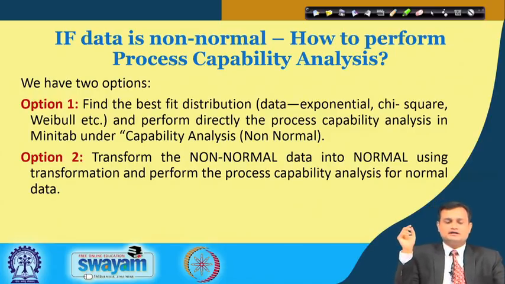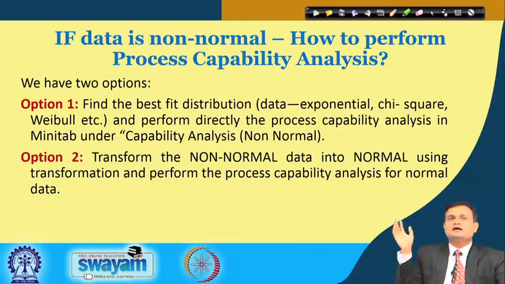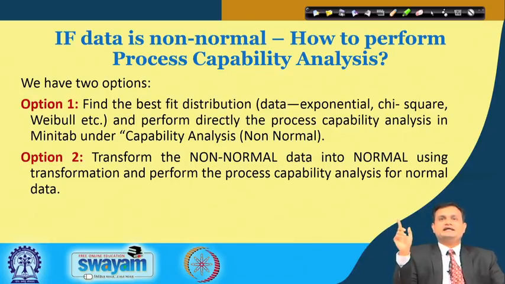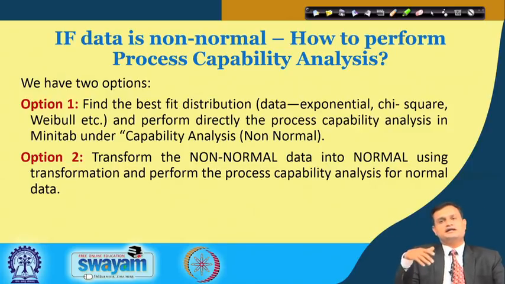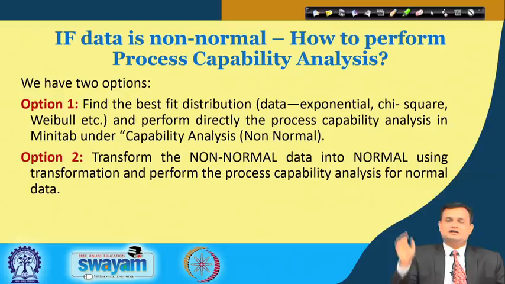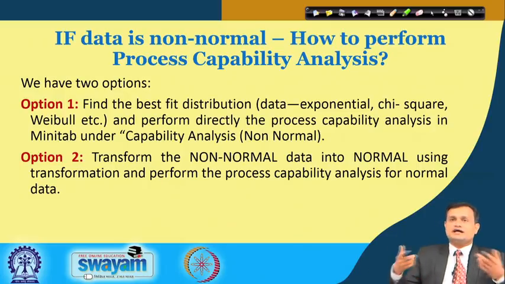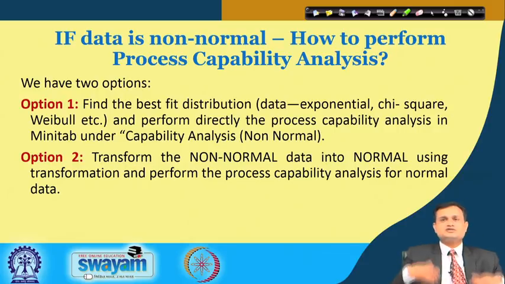Option number 1, find the best fit distribution. Let us say your data fits exponential, chi-square, or Weibull, and perform the process capability analysis directly in Minitab under capability analysis non-normal. This provision is there, but for that you need to figure out what is the best fit distribution for your data.